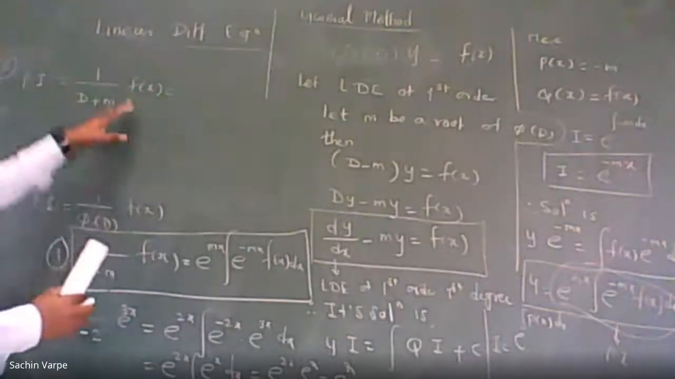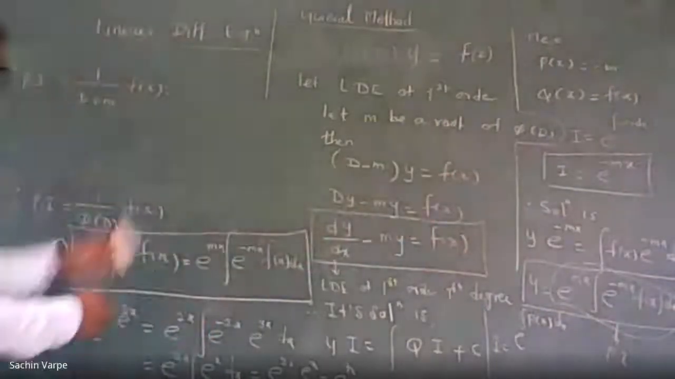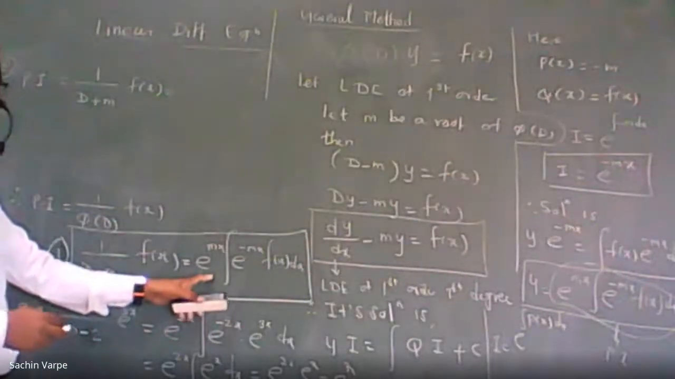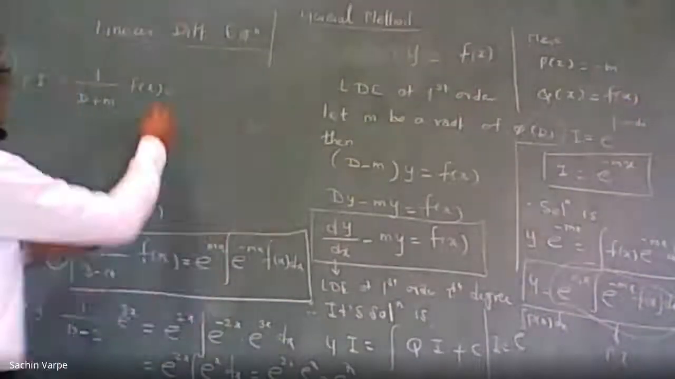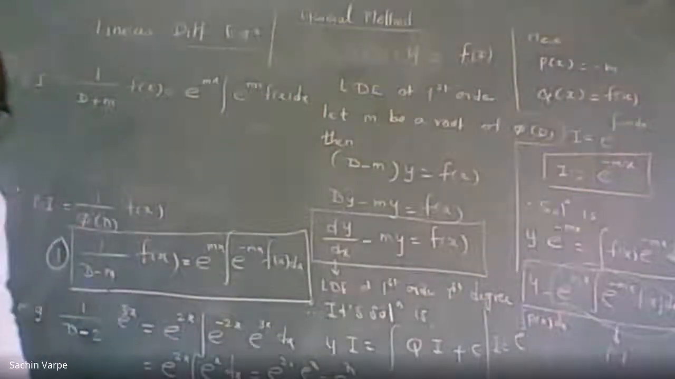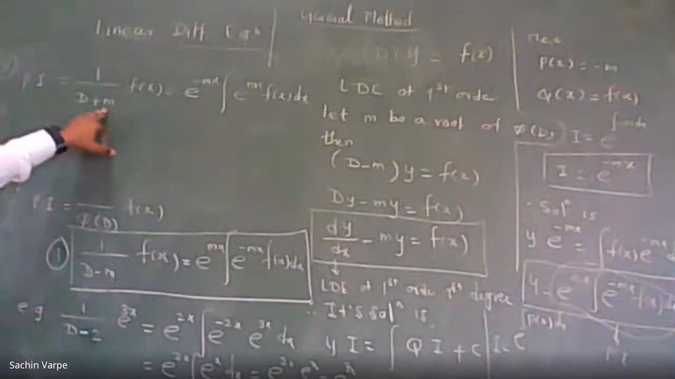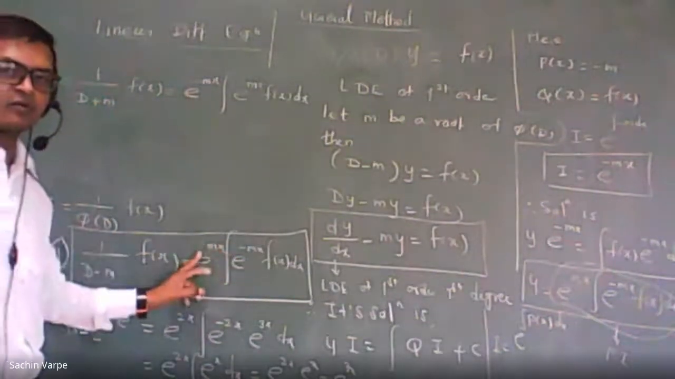Now can you tell me the further formula like this? What will be the particular integral in this case? It will be e to the power minus mx integration of e to the power mx into f of x dx. Is it okay? So if minus m is a root, then we just have to exchange these signs. Here it will be minus and here it will be plus.